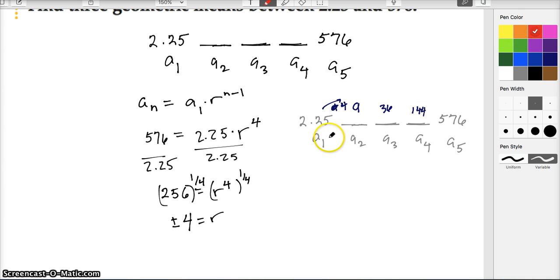But if it's a negative 4 that we were working with, then we would have a negative 9. But then that negative 9 would turn into a positive 36, then that 36 would turn into a negative 144, and then that would be a positive 576. So we actually have two sets of possibilities.